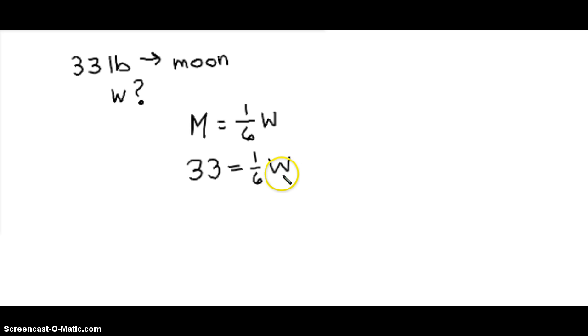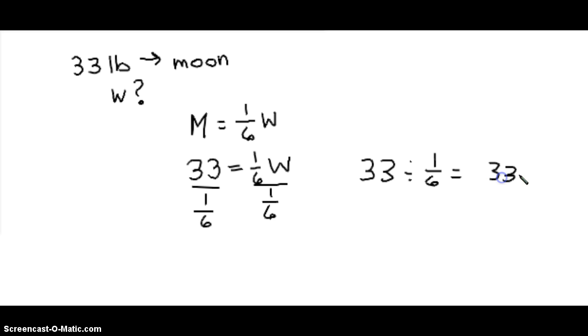What I can do is think of this as dividing both sides by 1/6. But remember, when you divide both sides by 1/6, you're really flipping over the fraction. So in a sense, I'm multiplying both sides by 6. So 33 divided by 1/6 is going to be 33 times 6. And we're going to find out that the weight is equal to 198 pounds on Earth.